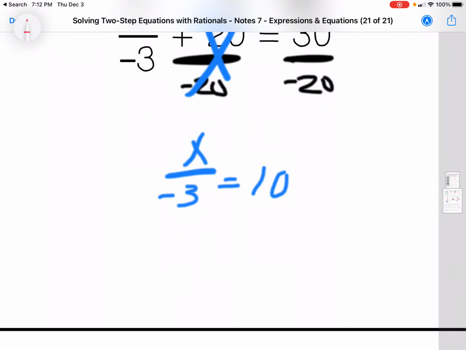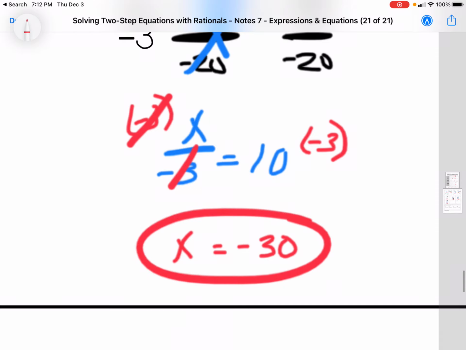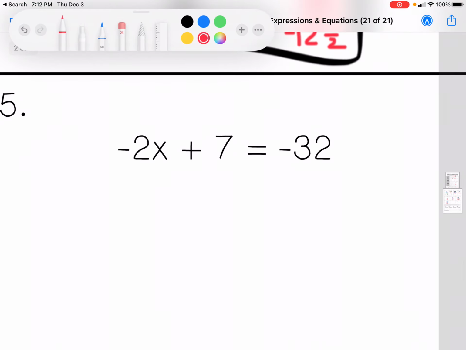What is the opposite of x divided by negative 3? Yeah, it's to multiply by negative 3. That's absolutely correct. Notice the negative sign went with the 3. It is part of it, okay? You're left with x equals negative 30. All right, again, 2 more.